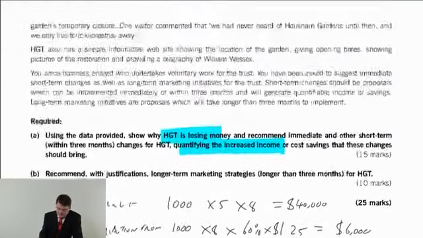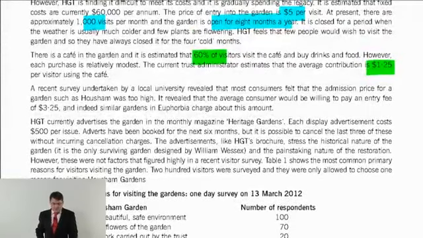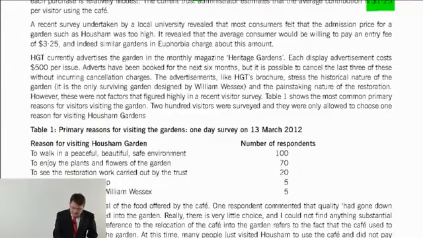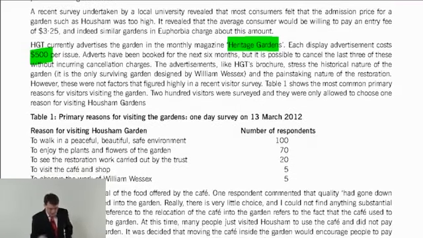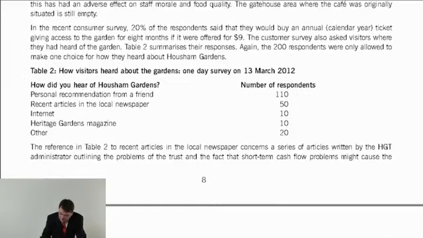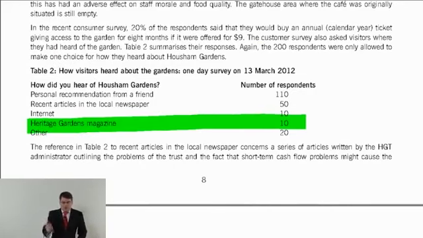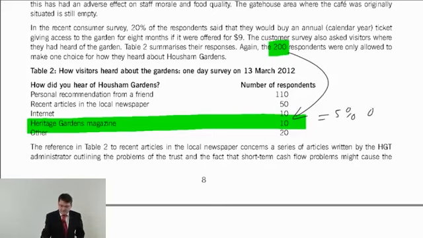Now, some of the other things that we've got here. It says, for example, that HGT currently advertise in a magazine called Heritage Gardens. Each advert costs $500 per issue. It's possible to cancel the last three of these without incurring any cancellation charges. Now, the question then is, should we bother carrying on advertising? Well, one of the things that you are told, how did people hear about the garden? 200 people, 10 of them, heard about the garden through this magazine. So in other words, that is 5% of the visitors.